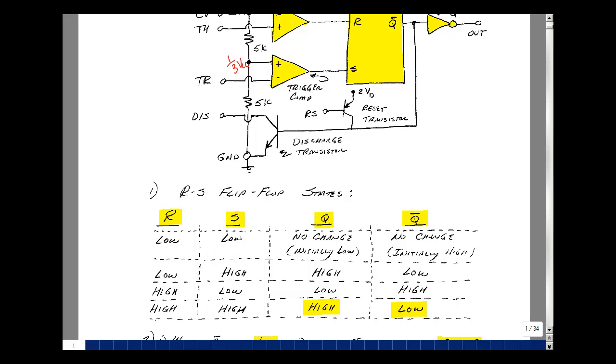Now, if the reset is low and the set is high, the output goes high and the complement goes low. If the reset is high and the set is low, then the output goes low and the complement goes high. Here's where there's a state of the RS flip-flop that normally is undefined, but because this is a specific set of transistors, it does something, and it does impact some applications. So if both the R and S are high, then Q is high and its complement is low. This is something we'll take a look at using.